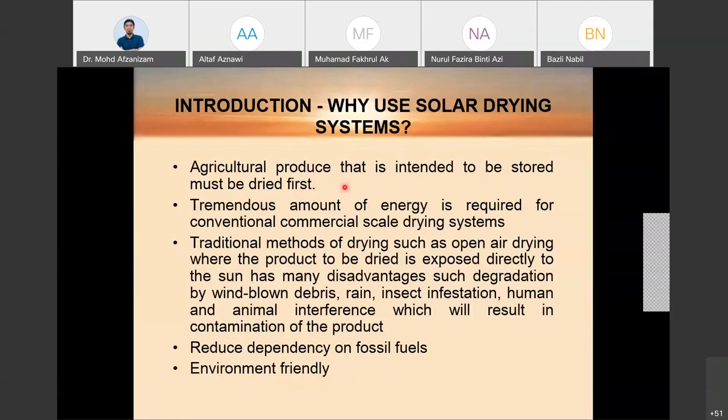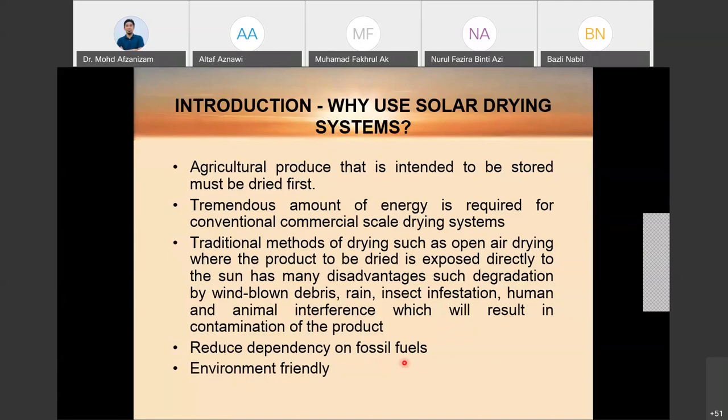So it depends. Let's say you need to store agricultural things, we dry first. A modest amount of energy is required for a commercial scale drying system. Traditional methods of drying, such as open air drying, where the product to be dried is exposed directly to the sun, have many disadvantages such as degradation by wind blown debris, rain, insect infestation, and human and animal interference, which will result in contamination of the product. Solar drying reduces dependence on fossil fuels and is environmentally friendly.